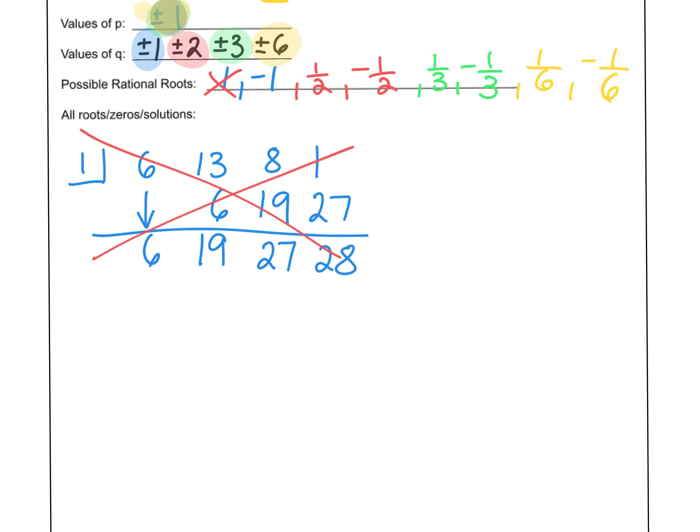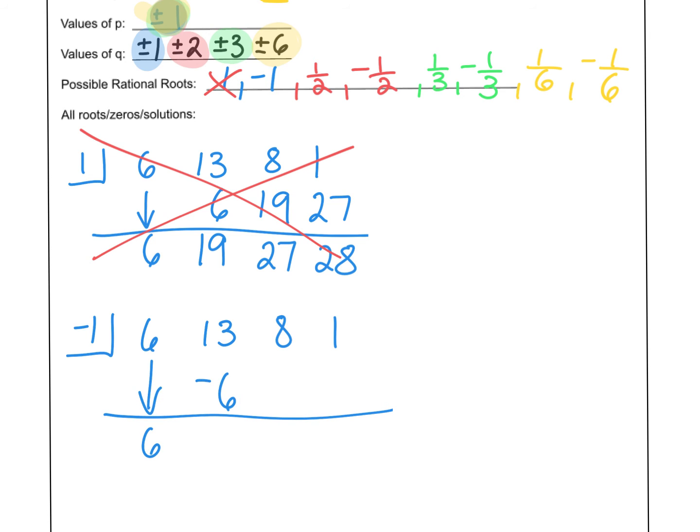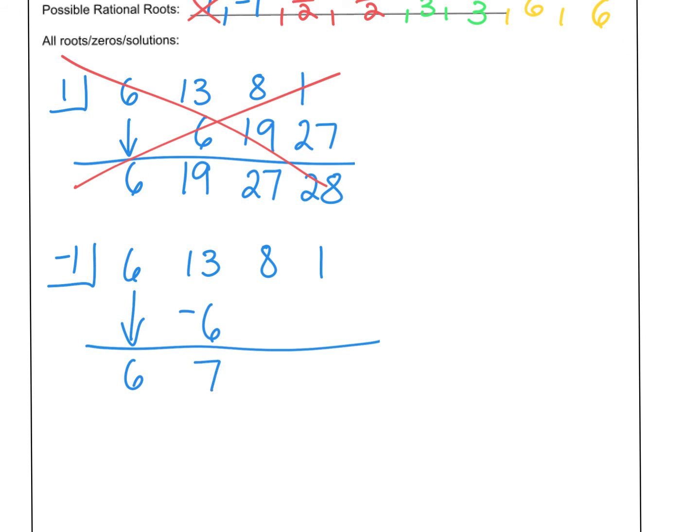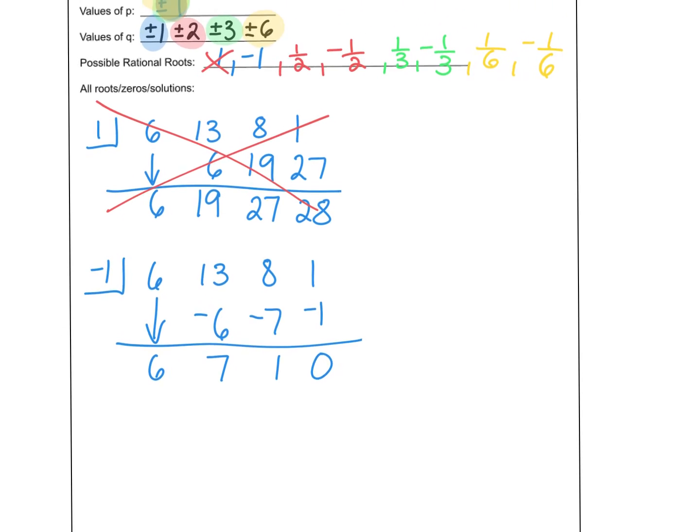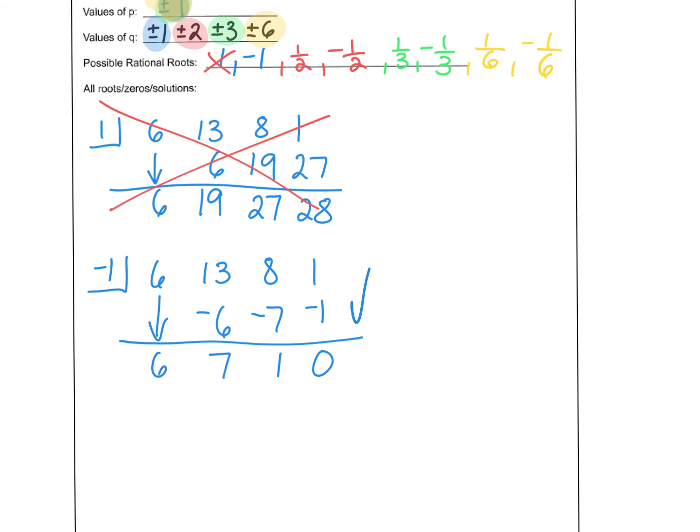So we go ahead, cross that off, move on to negative 1. Put our same numbers going across. Drop down the 6. 6 times negative 1 is negative 6. Subtract. We end up with 7. 7 times negative 1 is negative 7. Add them up and get 1. 1 times negative 1, negative 1. Add them up and we get 0. Thank goodness. Okay, we only had to check 2, so we got pretty lucky. But this is going to be a factor. X equals negative 1 is our first answer, our first solution.